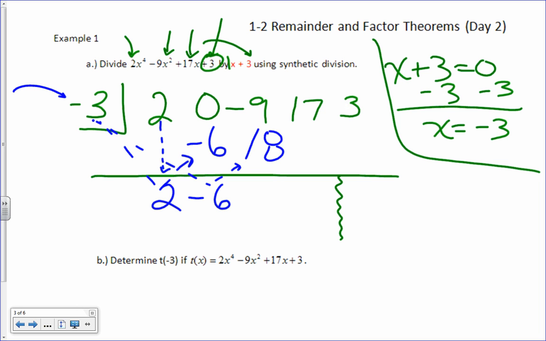Do I change the sign? No, we already took care of that. So now I just have to take the -9 and the +18 and combine them, and what is the end result? +9. Now what?